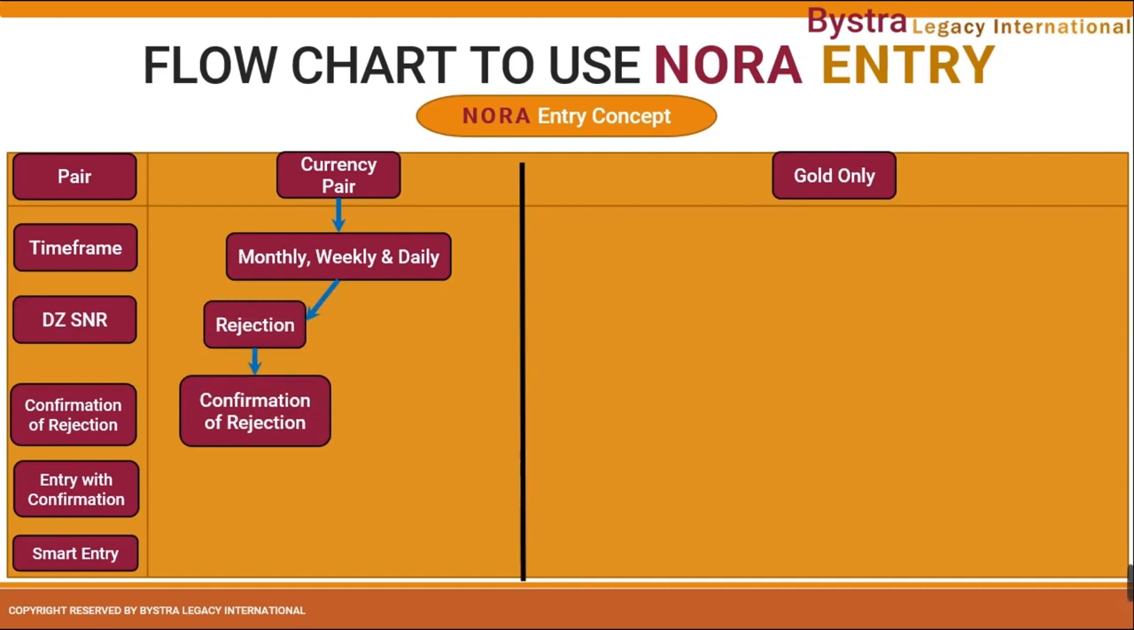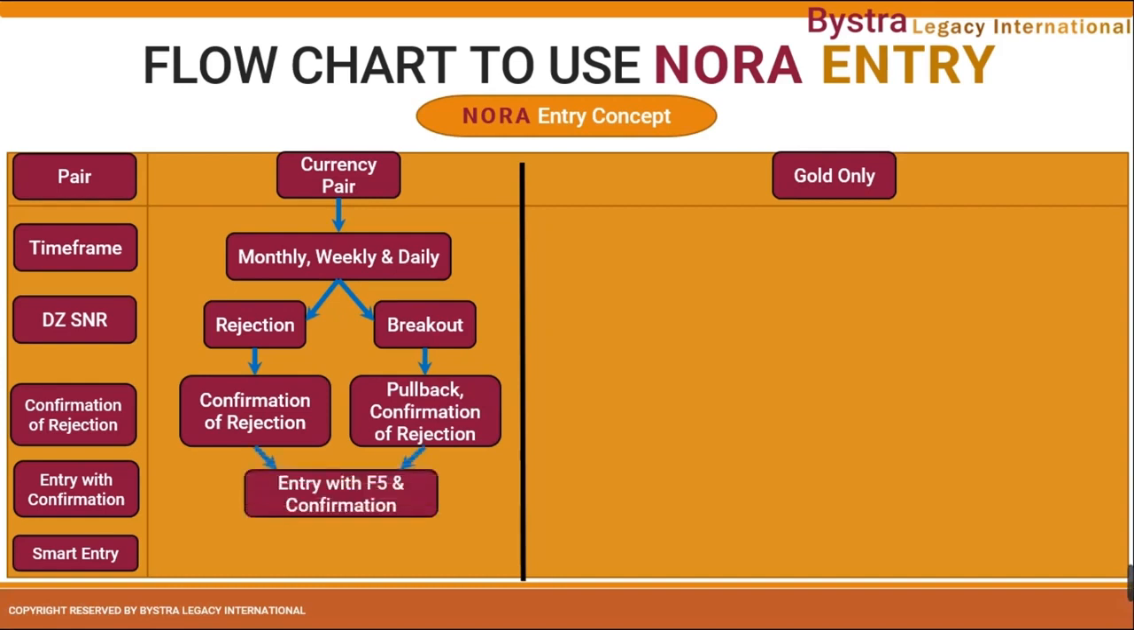So we have to look if there is rejection and there is confirmation of rejection, then only we can entry. Same goes when the price did a breakout and did a pullback. When the price comes back to test as a new support or resistance, then there is a confirmation of rejection. We are then able to entry with the F5 setup and with the confirmation. Now the next thing about Nora entry is that we will move into a much smaller time frame to see how we can entry. I will show you this one at the end of the course.